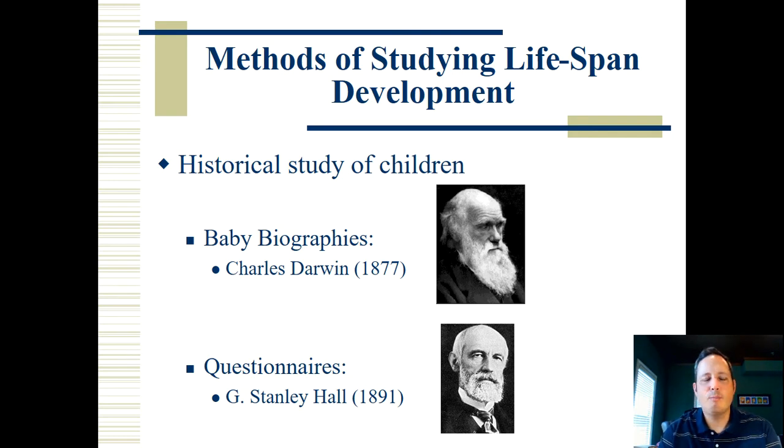And this seems somewhat inconsequential at this point, but at the beginning, this was big, big questions. It's also a way to kind of develop a norm of when we would expect certain behaviors to occur. So G. Stanley Hall, about 15 years after Darwin produced his baby biography, went ahead and started his questionnaires. They were not our modern day questionnaires. They were not nearly as scientific. There were biases in the ways that populations were sampled, but it was better than what Darwin did.